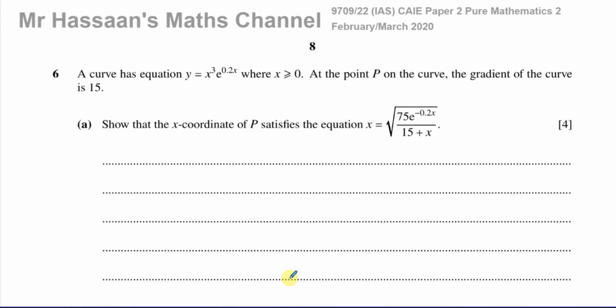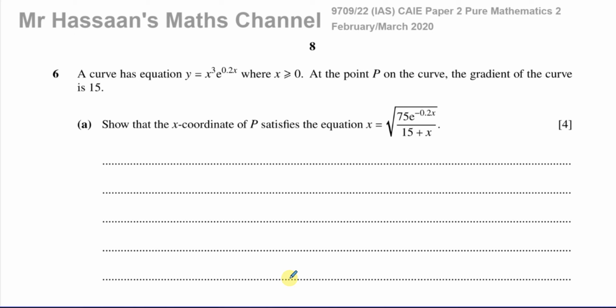This question here is about numerical methods and iteration and a bit of differentiation as well. It says a curve has equation y equals x cubed times e to the power of 0.2x, where x is greater than or equal to 0. At the point P on the curve, the gradient of the curve is 15. Part A says show that the x coordinate of P satisfies this equation: x equals the square root of 75e to the power of negative 0.2x all over 15 plus x.